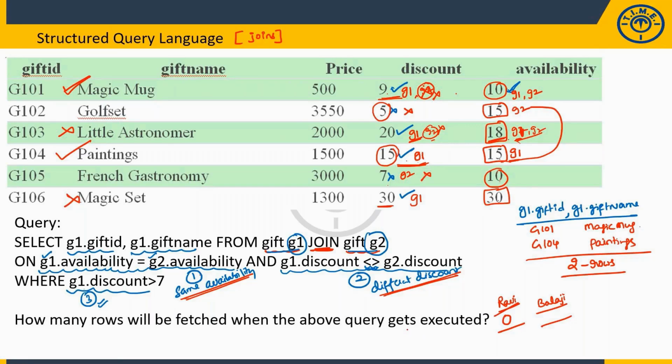Is it okay, or should I explain once again? Clear, sir. Clear, Balaji. Clear. Ravi? Sir, it's clear, sir. Okay. So both of you made a mistake. So correct answer is 2 rows. Okay. Be careful in solving such questions.